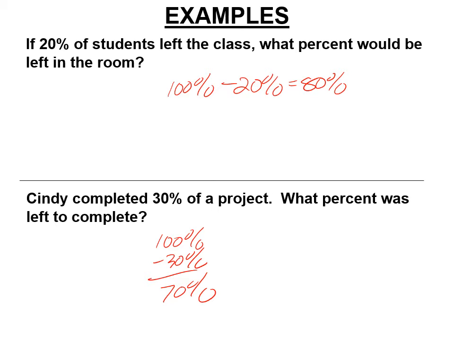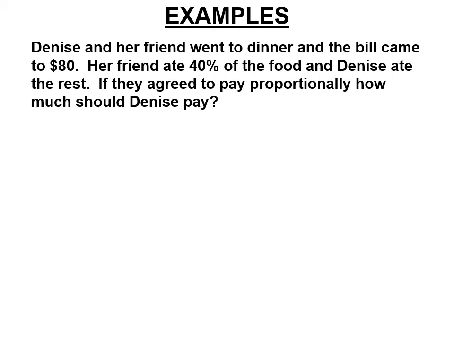She better get moving. All right, so Denise and her friend went to dinner and the bill came to $80. Now, typically friends will just split the bill in half and each pay 40. But some people get more particular, especially if one person eats way less than the other. So we're going to do that. Her friend ate 40% of the food and Denise ate the rest. They agreed to pay proportionally. How much should Denise pay? So if the friend did 40%, what percent did Denise eat? Hopefully you're saying, duh, she ate 60%. You're more than welcome to do that in your head.